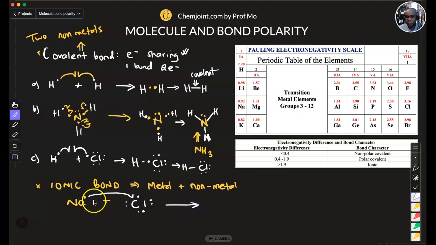Again, I'm using a fishhook arrow because we are transferring an electron, so one electron movement. So the sodium is giving off its electron. It will be one electron less. It's going to form a cation, and then the chlorine just receives an electron that it doesn't naturally have in this periodic table. It's going to be negatively charged. Negatively charged species are called anions.